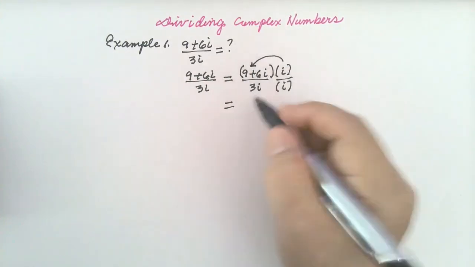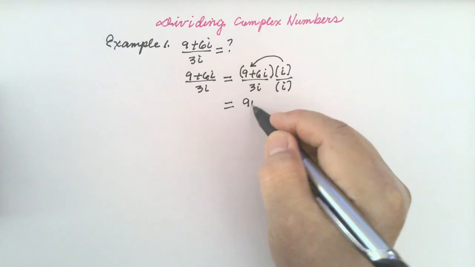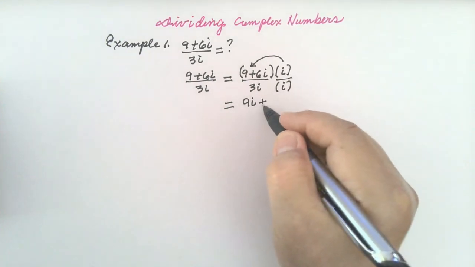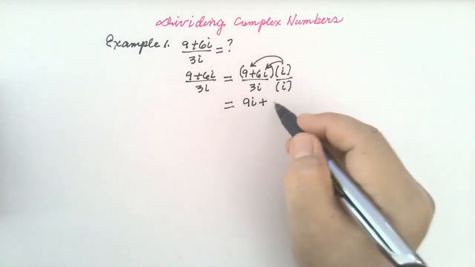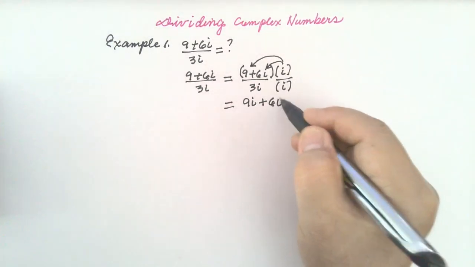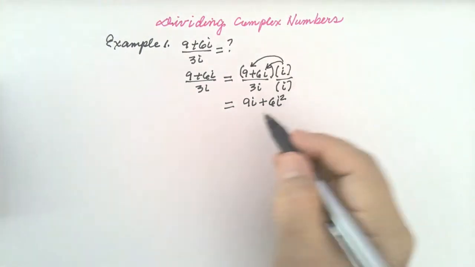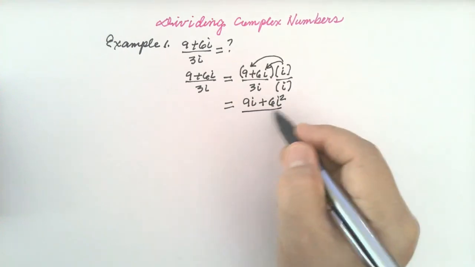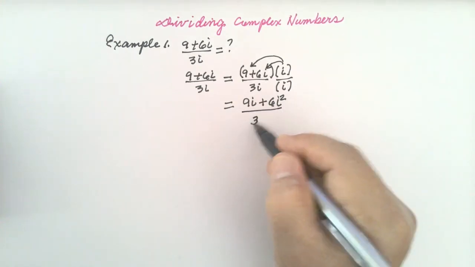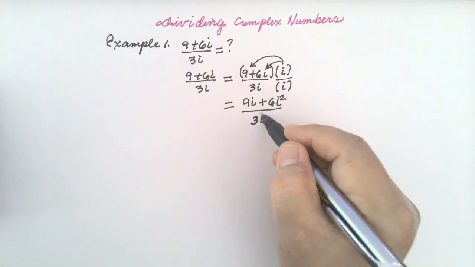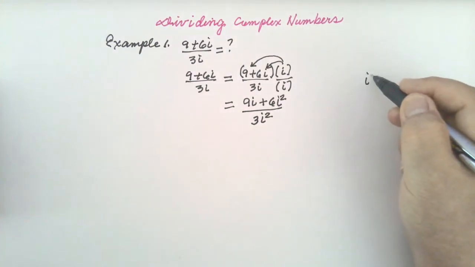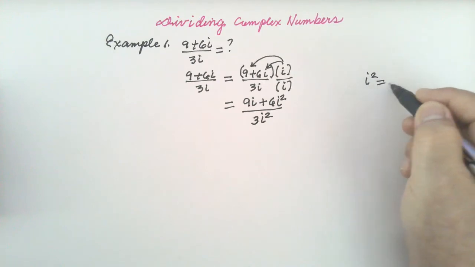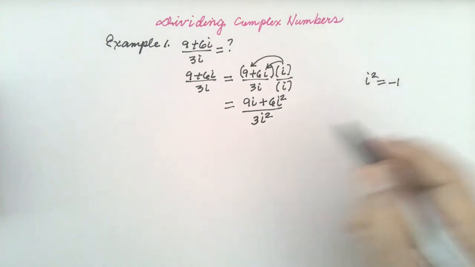So 9 times i, 9i, plus i times 6i is plus 6i squared, over 3i times i is 3i squared. Now we know that i squared is negative 1.